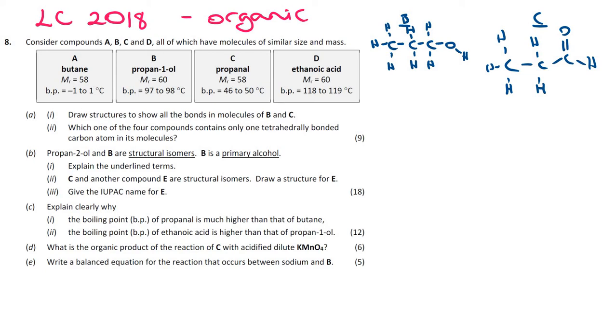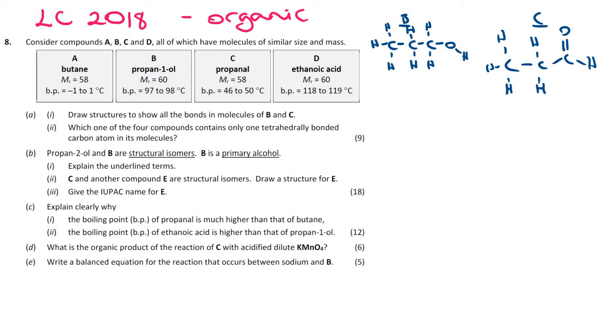The next question then, which one of the 4 compounds contains only 1 tetrahedrally bonded carbon atom in its molecules? So if we go through them, A has 4 because it's butane, they're all tetrahedrally bonded. So tetrahedrally bonded means you've got a carbon with 4 other atoms attached. Those 4 atoms get as far away from each other as possible. They're all bonding pairs around the central atom, no lone pairs, and so it's a tetrahedral arrangement.